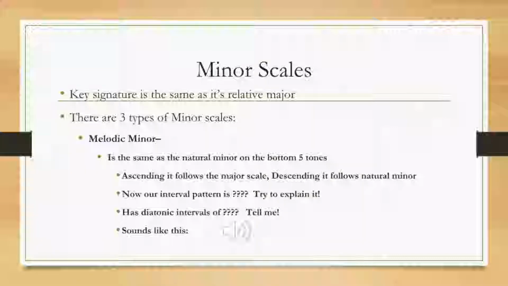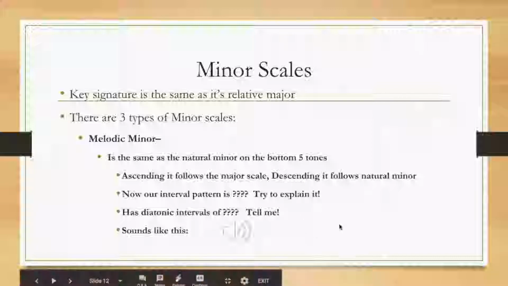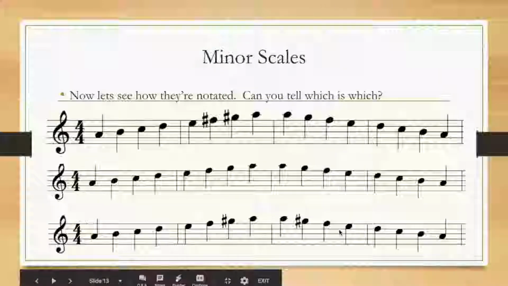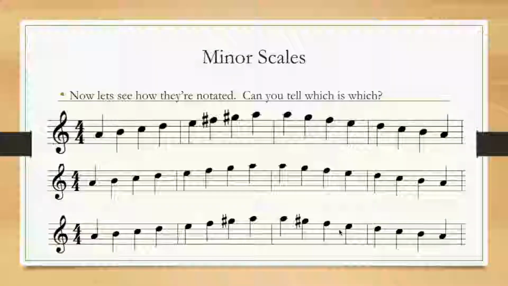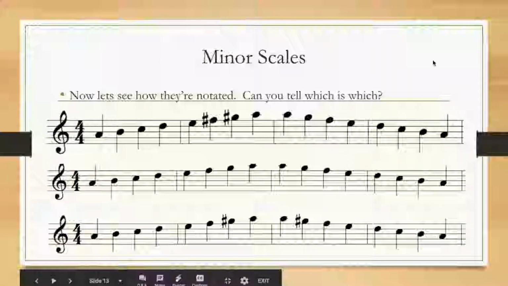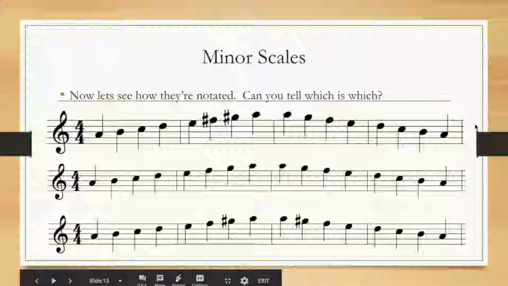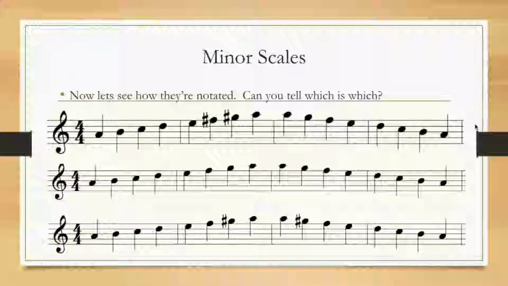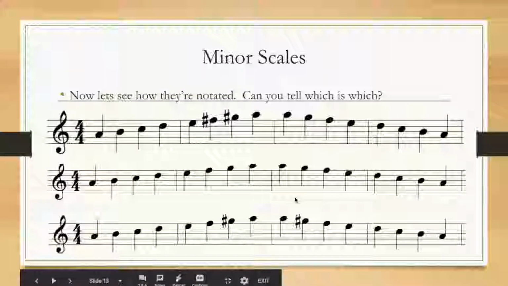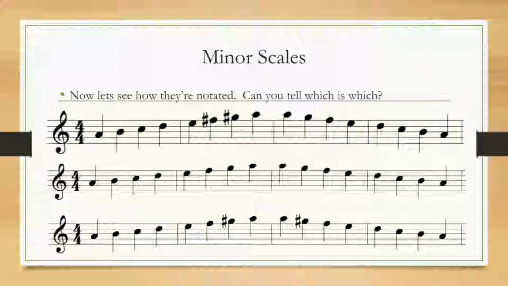All right? Moving on. Now let's see how these are notated. Let's look at these and figure out which one is which. Just looking at these, we have 1, 2, 3 examples. I will tell you right now, they are examples of the natural minor, the harmonic minor, and the melodic minor. So take a second. This top one is number 1, number 2, and number 3. Which one is the natural minor? Which one is the harmonic minor and which one is the melodic minor?